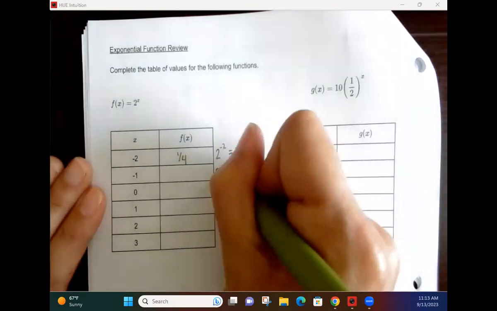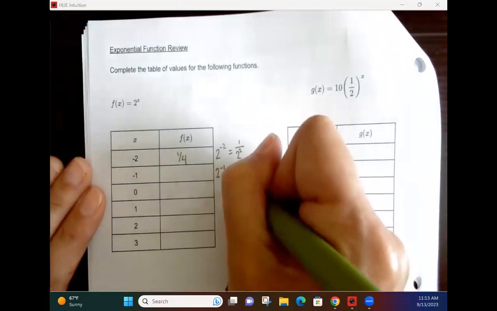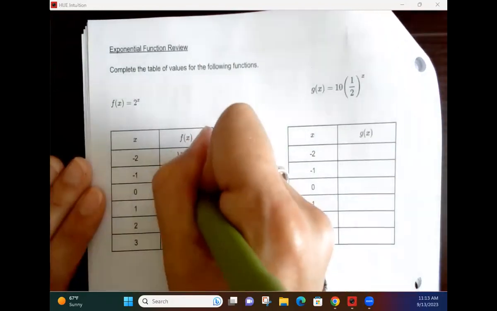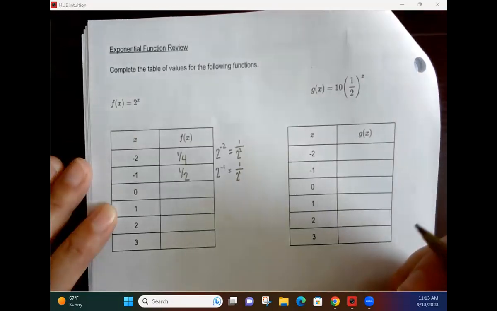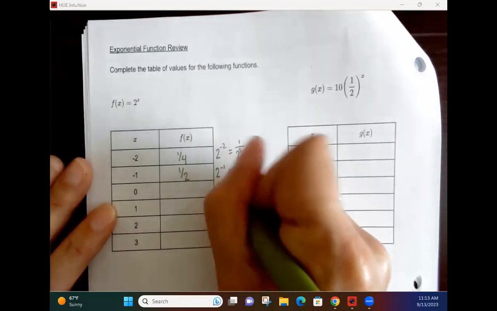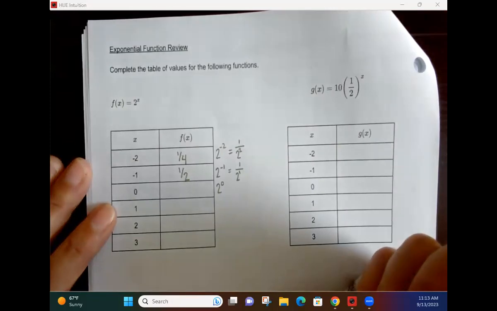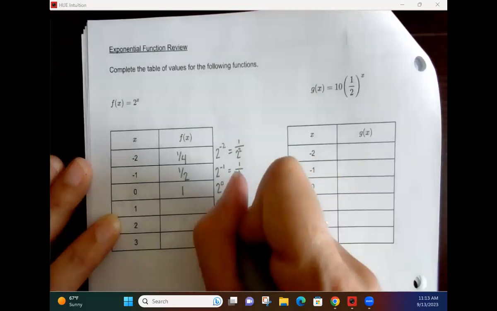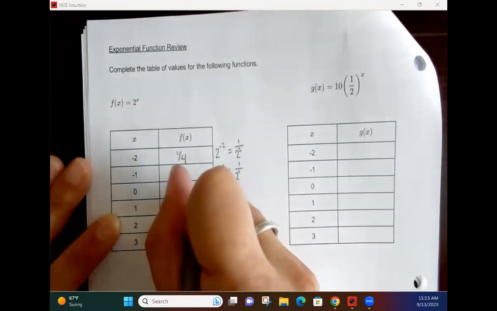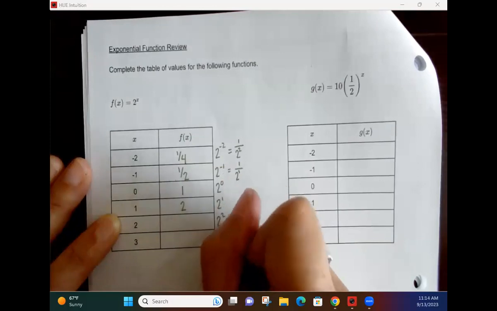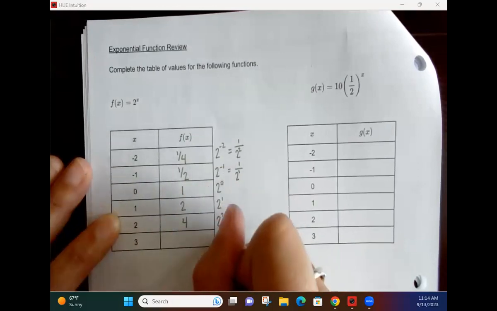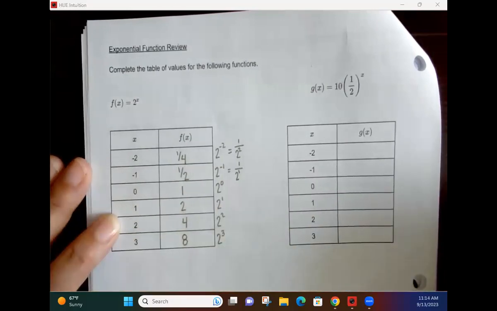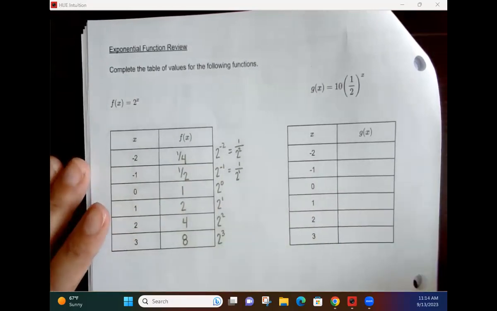Two to the -1st, we would take the reciprocal, that'd be 1 over 2 to the 1st. So that'd be 1 over 2. 2 to the 0. What's anything to the 0 power? 1. And then 2 to the 1st is just 2. 2 squared is 4. 2 cubed is 8. Not too bad.